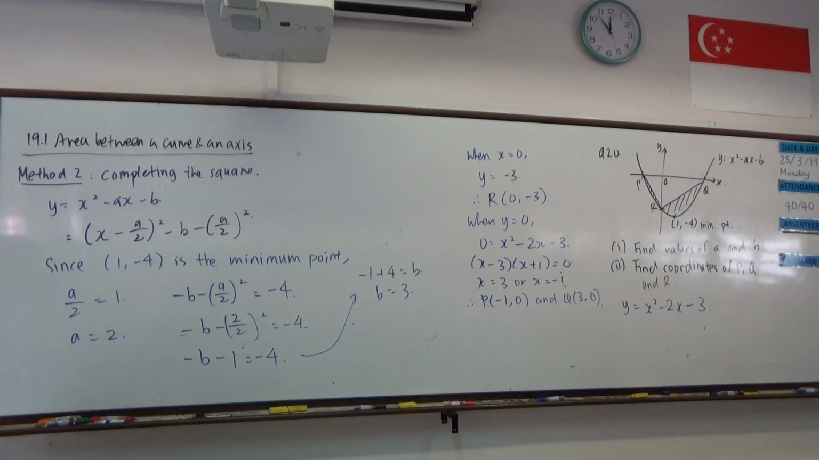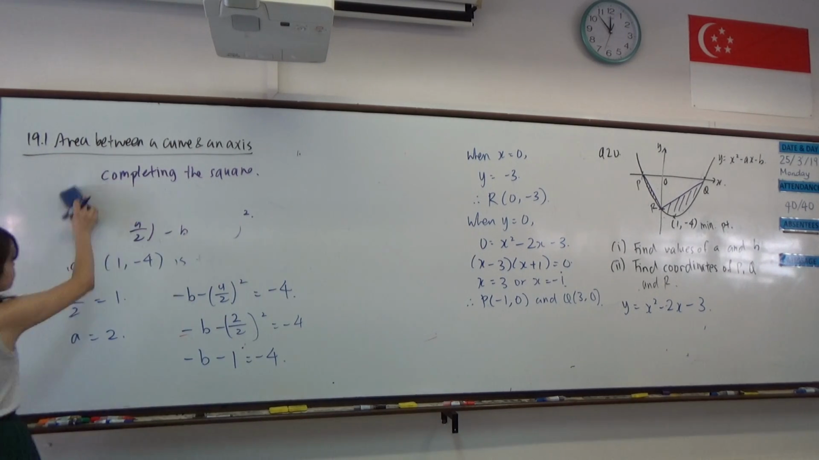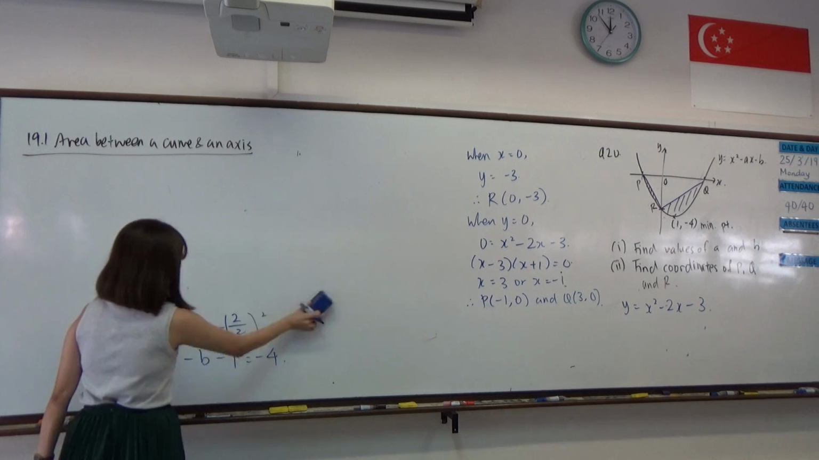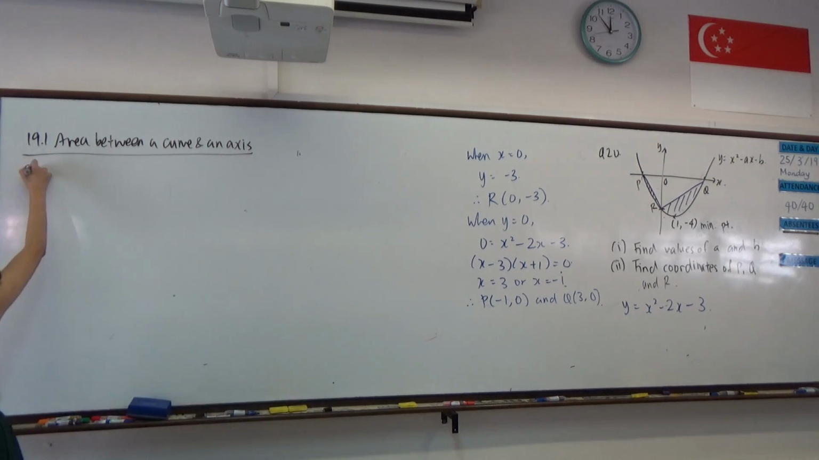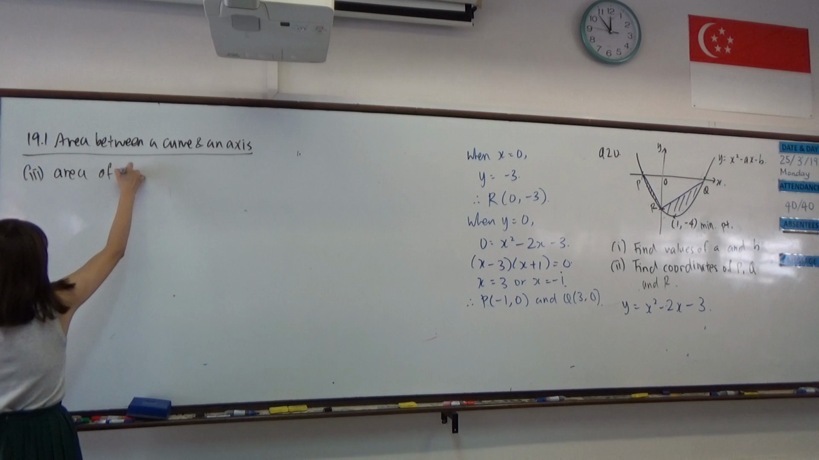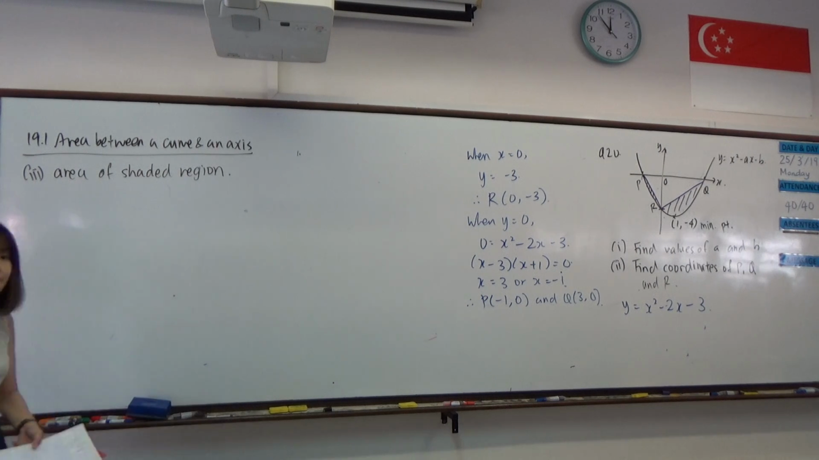Next, in part 3, we want to find the area of the shaded region. How will we find the area of the shaded region? Find the area of triangle. Then find the area of the entire thing under the x-axis. Shoelace. Cannot do the shoelace method. Why is it that the shoelace method cannot work? Because it's a curve. Shoelace method only works for quadrilaterals.